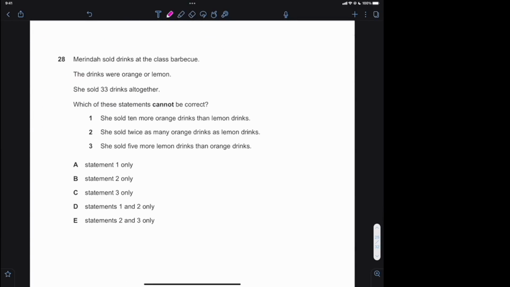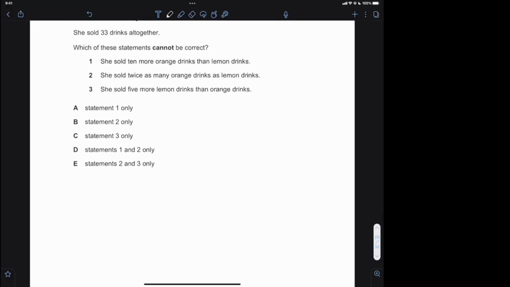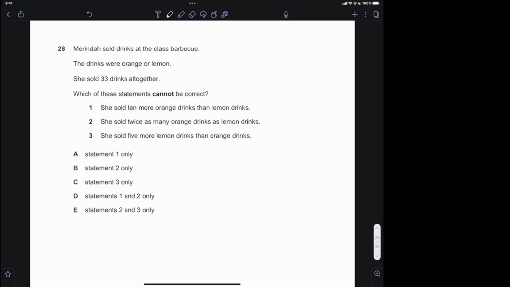Question 28. Mirinda sold drinks at the class barbecue. The drinks were orange or lemon, and she sold 33 drinks altogether. Which of these statements cannot be correct? Okay, so for these, we just have to come up with possibilities to either prove them right or prove them wrong. So she sold 10 more orange drinks than lemon drinks. Is this possible? Well, first of all, we've got to think of numbers that would work around that range. So, for instance, you could have 11 and 21, lemon and orange.